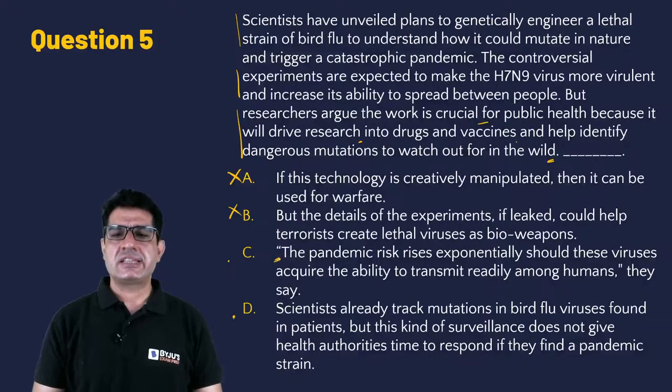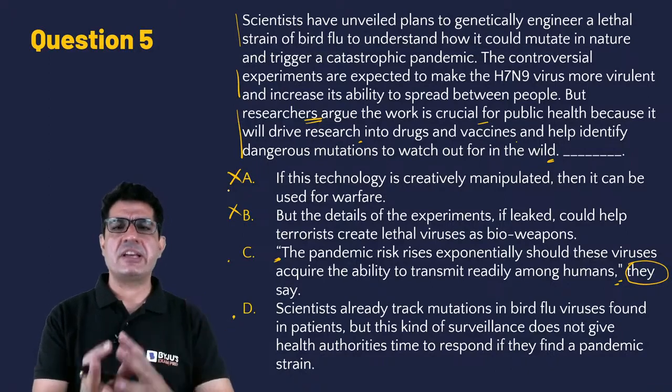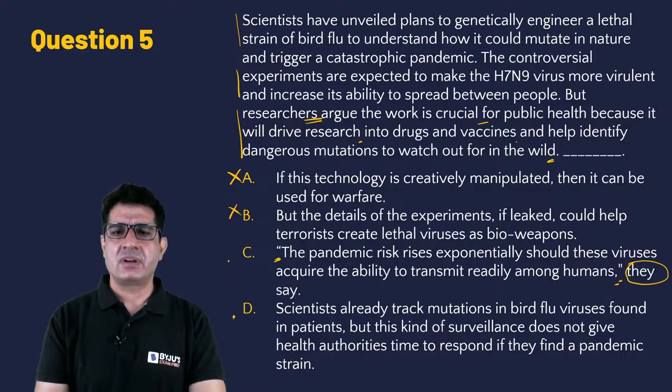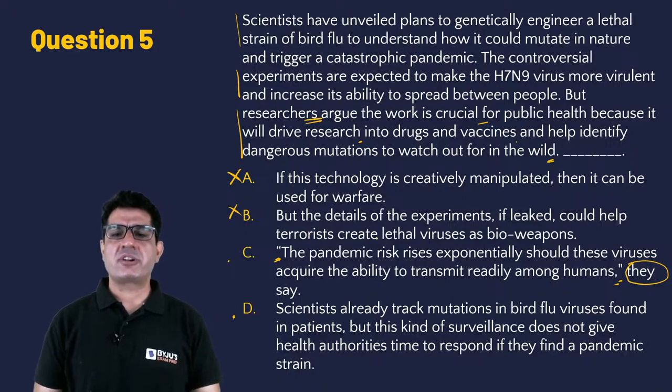So C essentially quotes something and then uses the pronoun they, which can refer to the researchers. So the sentence coming immediately before it is where researchers have said something and now we are quoting them. So the pandemic risk rises exponentially should these viruses acquire the ability to transmit readily among humans. So drugs and vaccines will help. D says scientists already track mutations in bird flu viruses found in patients, but this kind of surveillance does not give health authorities time to respond if they find a pandemic strain.